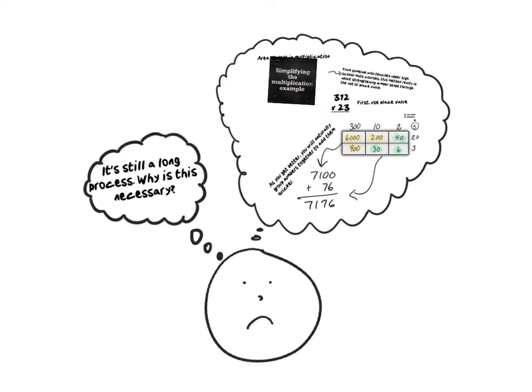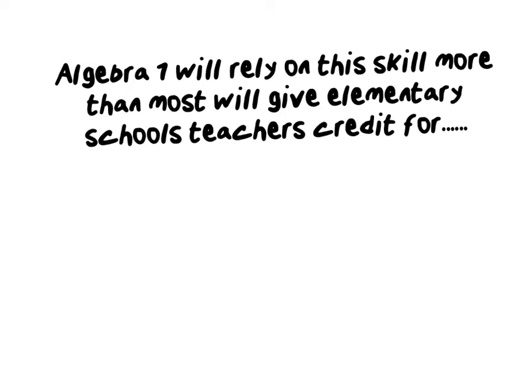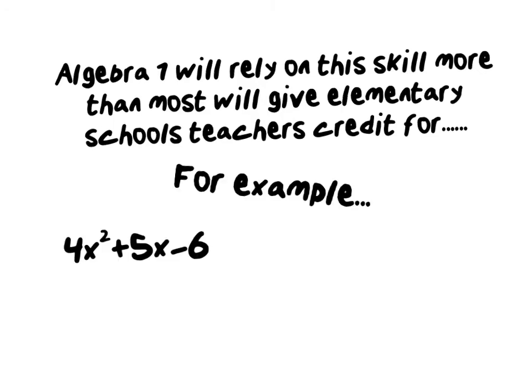I do agree this process is longer than the traditional method, but why is this necessary? Algebra 1 will rely on this skill more than most will give elementary school teachers credit for. For example, 4x to the second power plus 5x minus 6. This is a trinomial because this has one, two, three terms. This is a binomial because it has one, two terms.